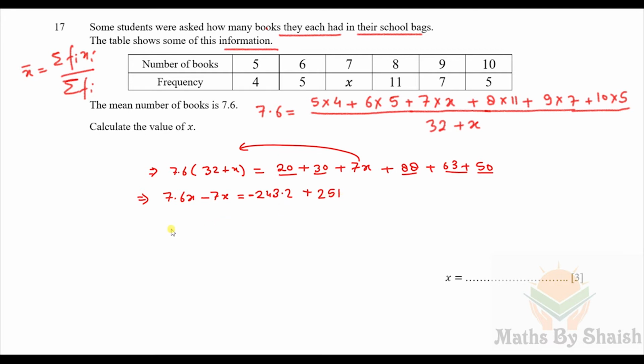So it becomes 0.6x equals 251 minus 243.2, which is 7.8, and hence x would be this divided by 0.6. 7.8 divided by 0.6, and the answer is 13. So the frequency is 13, or x value is 13 for the number of books for 7. I hope it is clear. Let's discuss the next question now.